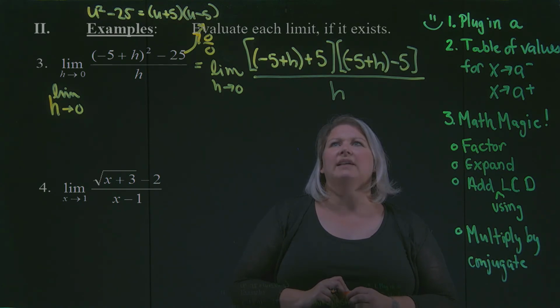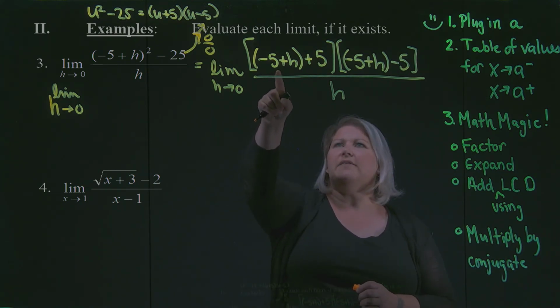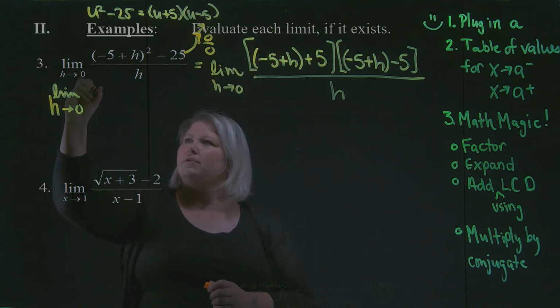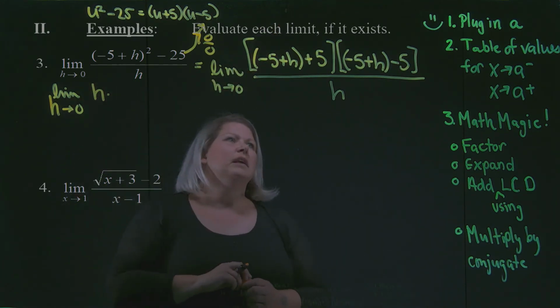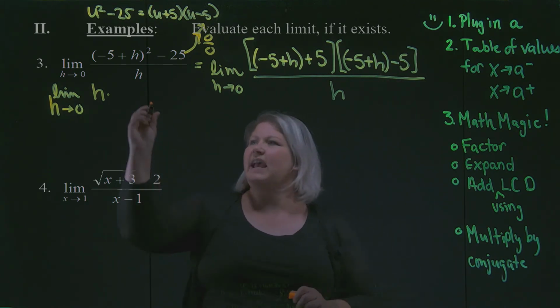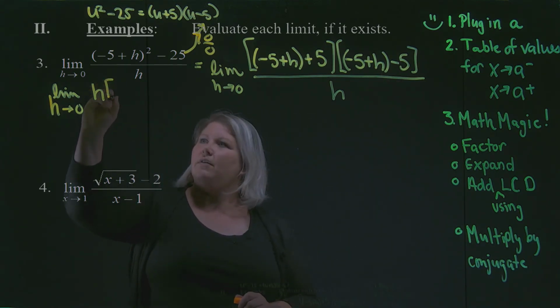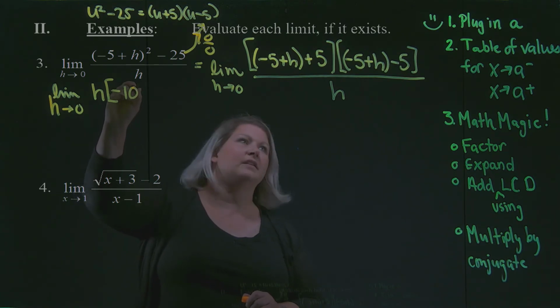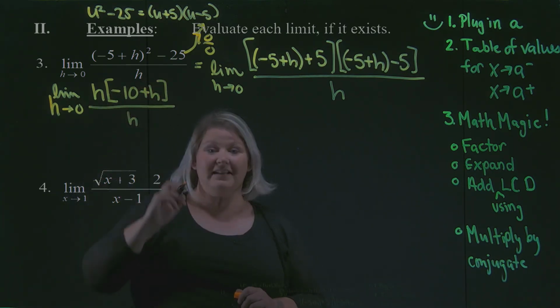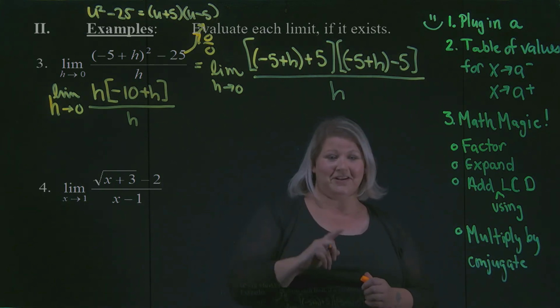Okay, so I'm going to end up with negative 5 and 5 gives me 0, so this one here gives me h. So I end up with h. And then here I've got negative 5 and negative 5 give me negative 10. So I'm going to have negative 10 plus h, and that's all over h. Ooh, that was a good idea.